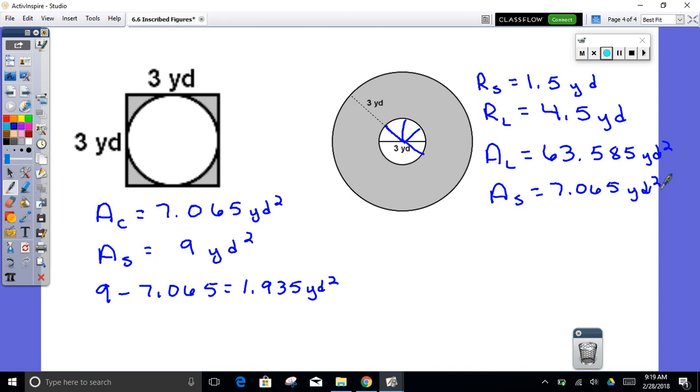Okay, let's look back at what we did on this one. So we found the area of the outer shape. We found the area of the inner shape. Then what did we do in this step? Subtracted, well, you did 9 minus 7.065. Where do we get these numbers from? The area of the circle and the area of the square. Good. So what would we do over here to find the area of what's left? Do 63.585 minus 7.065. Good.